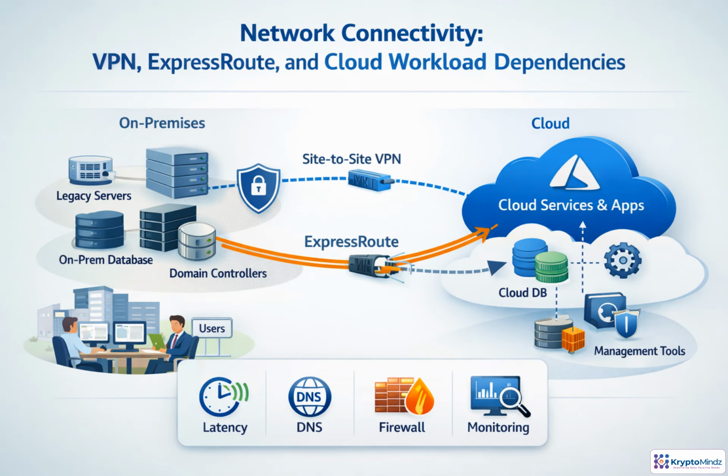Network connectivity becomes a dependency, not just plumbing, when identities and applications span on-premises and Azure. A site-to-site VPN can work well for smaller environments, pilots, or temporary migration traffic. When performance, private routing, or scale matter, ExpressRoute is often the better design choice.